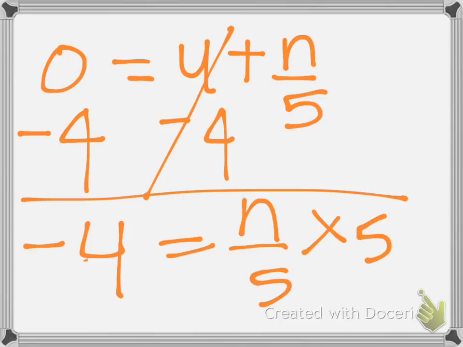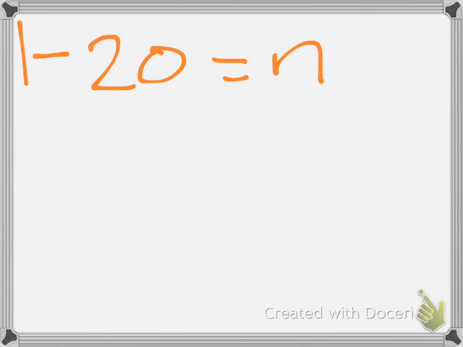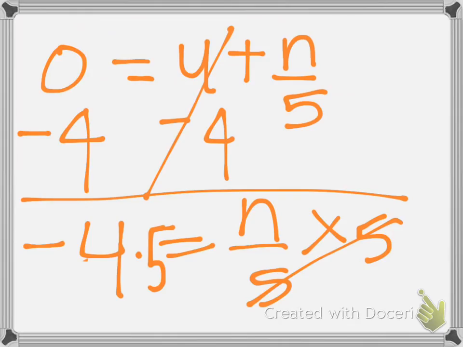Now we do times 5 on both sides. Times 5. Our two 5's cancel out. Minus 4 times 5 is minus 20 equals our n. So we got an answer, but we need to check if that's correct.